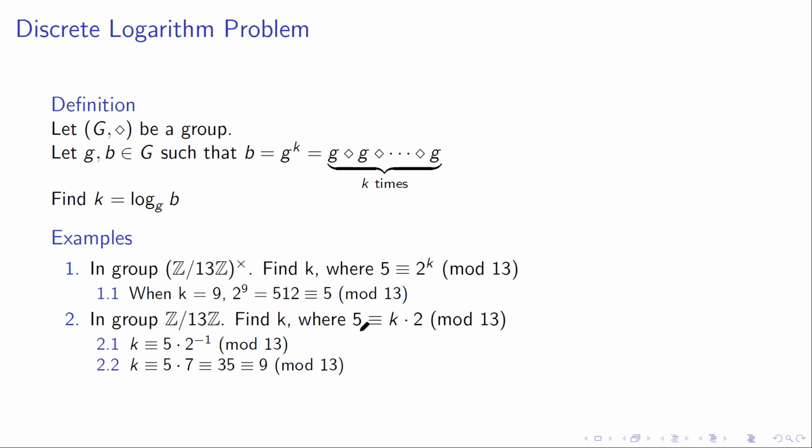And to find this, it's not hard because we can just find the inverse of 2. We find the inverse of 2 and multiply it on both sides. Then we get K is equal to 5 times the inverse of 2. The inverse of 2 is equal to 3, and we get that K is equal to 9. This is very easy to calculate, but not for the other one. So from here, what we can know is that sometimes discrete logarithm problems are easy to compute, and sometimes they are hard.